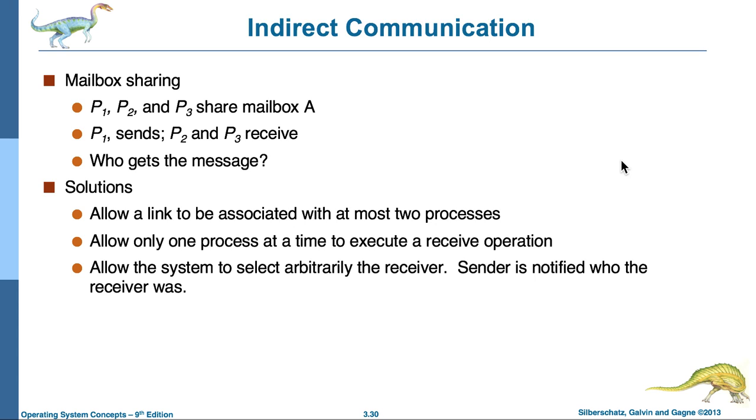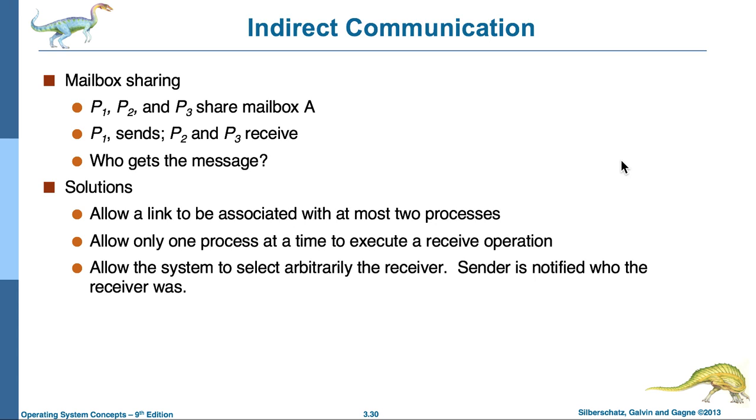Now, we can have a situation, hypothetically, where you have effectively three processes sharing a mailbox. So here's a mailbox scenario where you have processes P1, P2, and P3 sharing mailbox A. Process P1 sends. What happens? P2 and P3 receive, but who really gets the message, right? So who's the final recipient of this message? And the solutions here would be the following. One of those can be valid solutions.